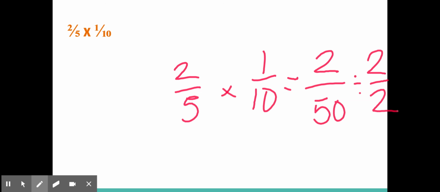Remember, when I divide by 2/2, that's the same as dividing by a version of 1 because 2/2 is the same as 1 whole. So I'm not changing my value, just my representation, and I would get 1/25.